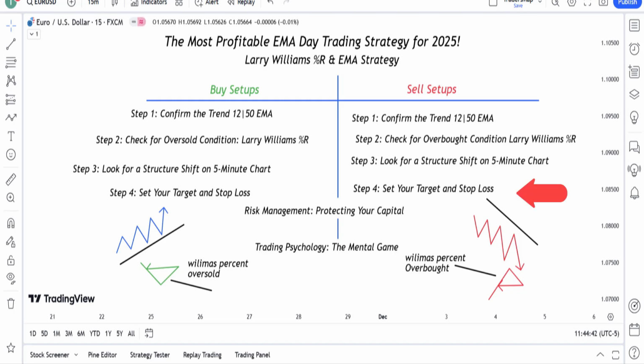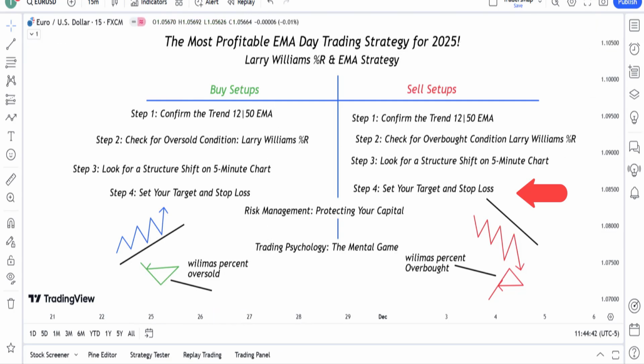Step 4. Risk management. Now it's time to manage your trade responsibly. Place your stop loss just above the previous swing high to protect yourself from a reversal. This keeps your risk low while giving the trade enough room to develop. Set your target with a 1 to 3 risk-reward ratio. Aim to make $3 for every $1 you risk.